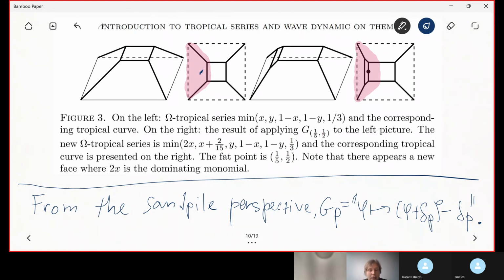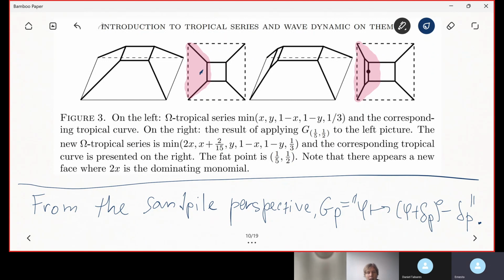Okay, and from the sandpile perspective, GP is the following operator. You add a grain at P, you relax, and you remove the grain. And an important thing to understand what's going on is that for two different points, P and Q, GP and GQ are not commuting. So you break commutativity.